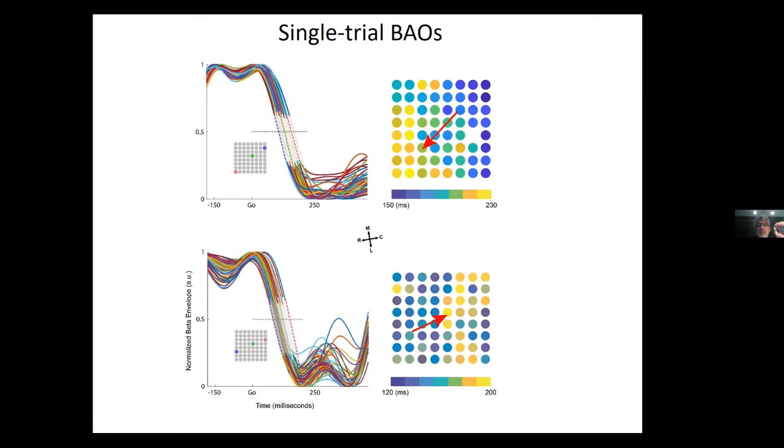Each color represents a different electrode on the left. And on the right is a heat map showing you the time at which each electrode on the array attenuated on that given trial. And the beta attenuation orientation is down and to the left, which is roughly in the caudal to rostral direction, from the back to the front. On the trial below here, we see the exact opposite pattern. This is another trial, same electrodes, but now we see a pattern propagating in the exact opposite direction, from the rostral to the caudal direction.